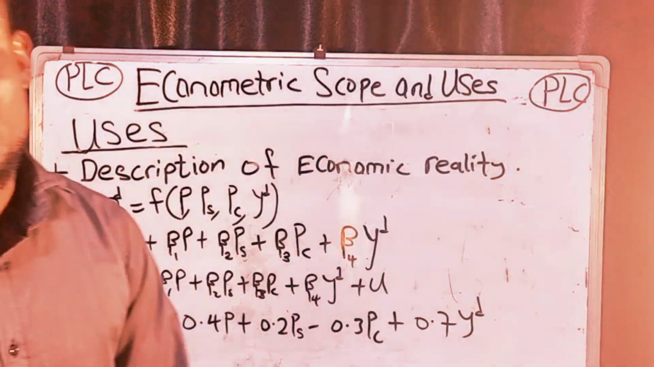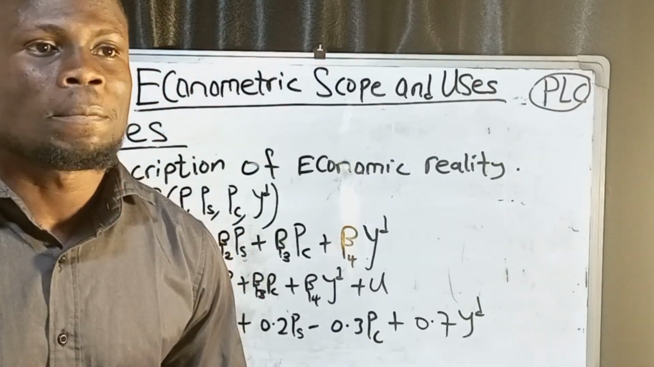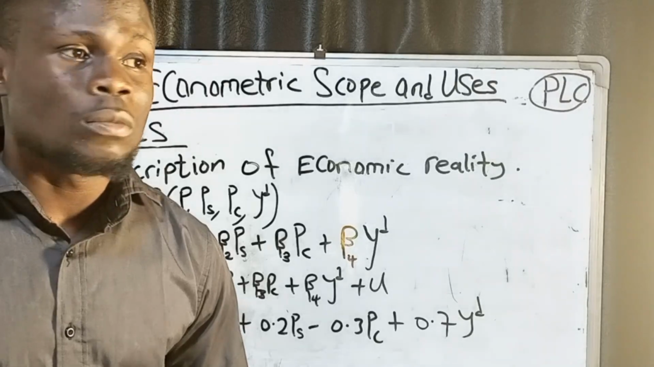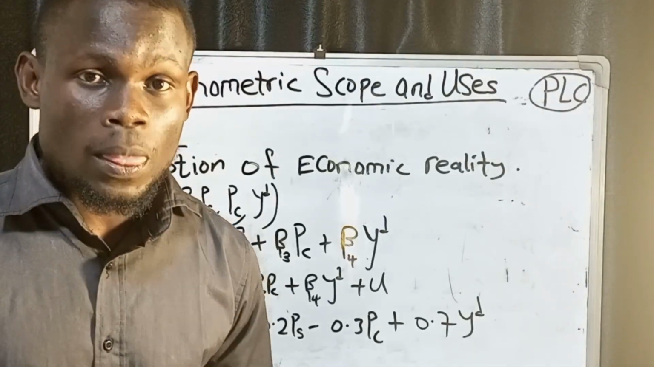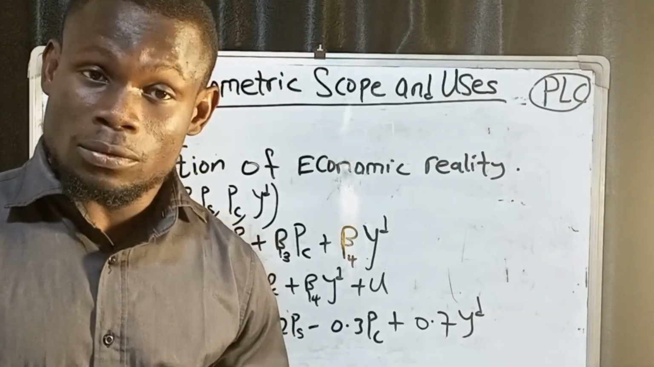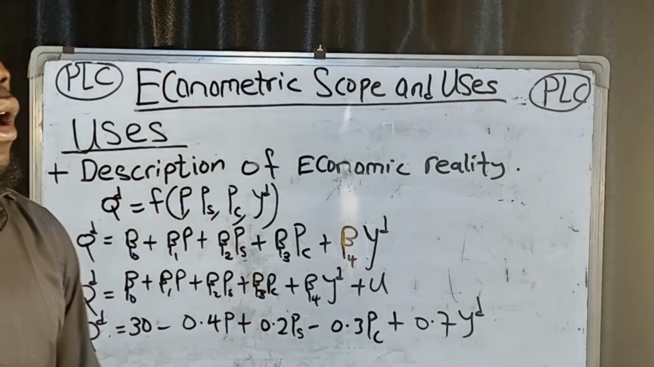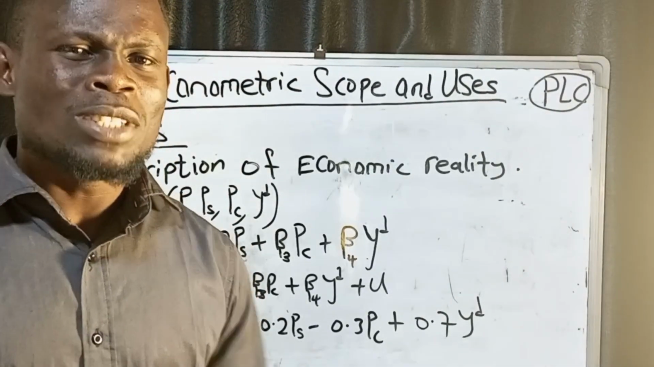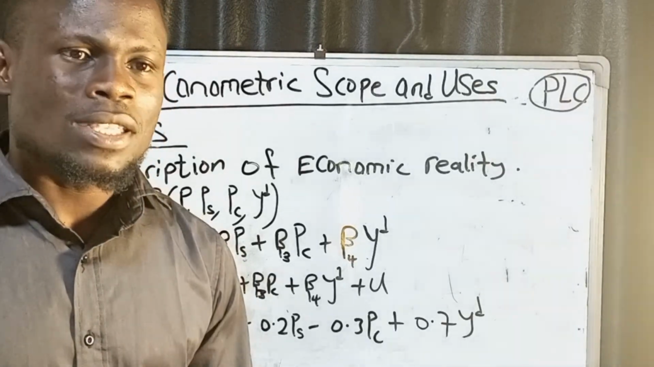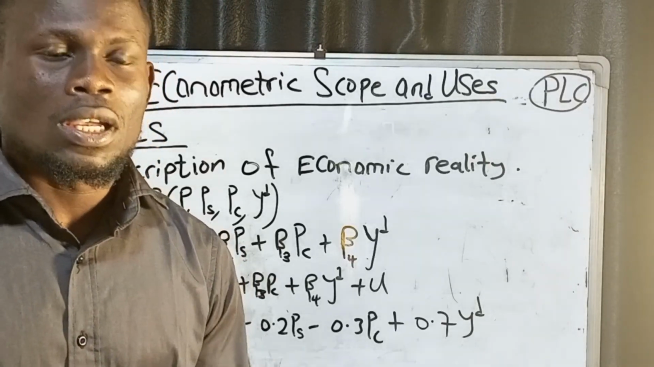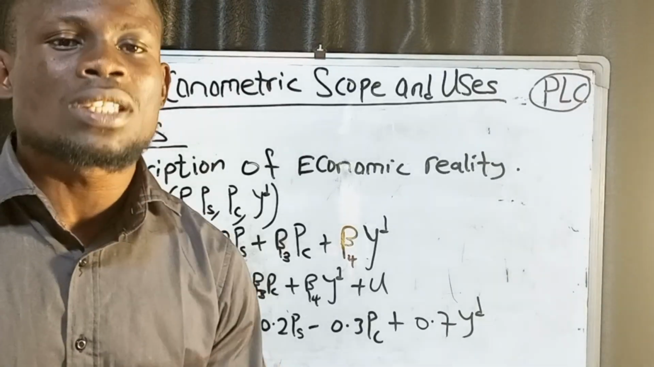One of the most important usages of econometrics is as a description of economic reality. Basically, economic theory attempts to describe the relationship between two or more economic variables, theories like the production function, the demand function, or the theory of demand or production theory. But econometrics describes these theories quantitatively. What am I saying? I'm saying that economic theories only state the qualitative relationship between these variables, never the quantitative relationship.